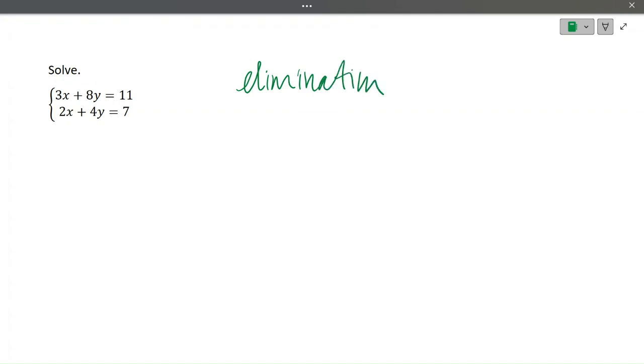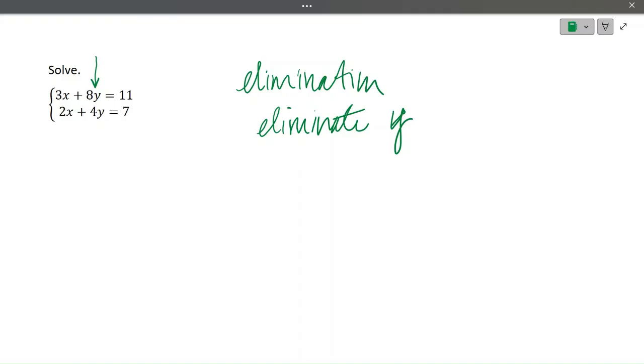And then I need to decide what variable I'm going to eliminate. I noticed that 3 and 2 do not go into each other easily. I know that 4 is a multiple of 8. So that would be the easiest variable to eliminate. So I'm going to eliminate y. So that's what I'm going to do as my next step.